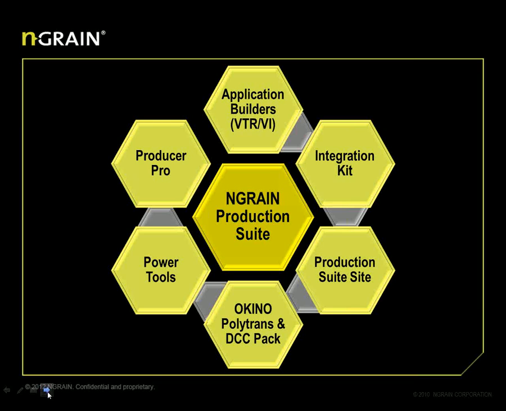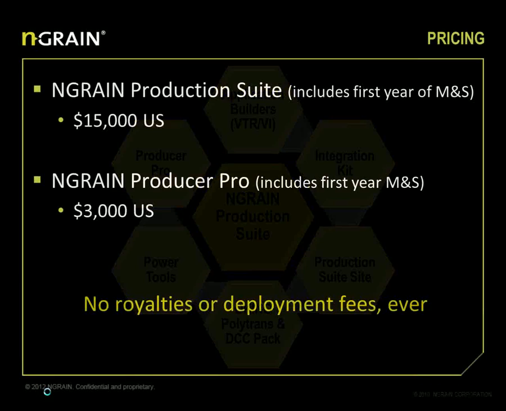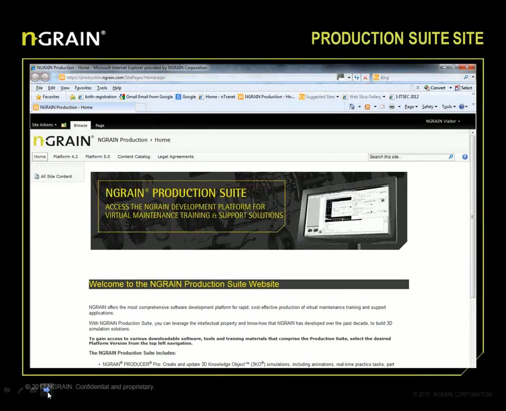which allows you to import a good range of file formats into NGRAIN. It also includes the native export from within 3D Studio Max and Maya to the NGRAIN format. And then finally, it provides access to the Production Suite site, which is a website that we've created that includes a range of not only software downloads, but also technical tips, supporting materials, and so on.